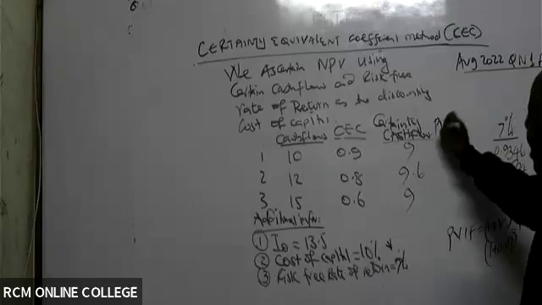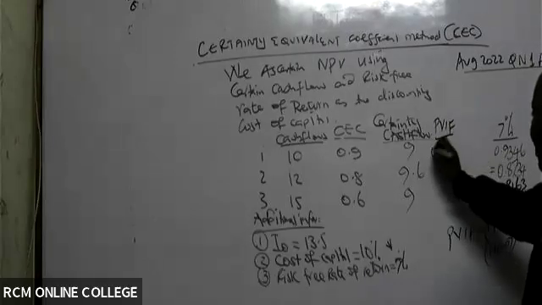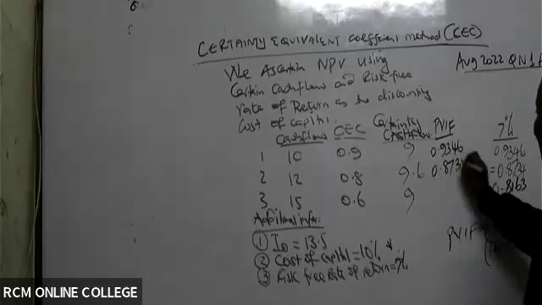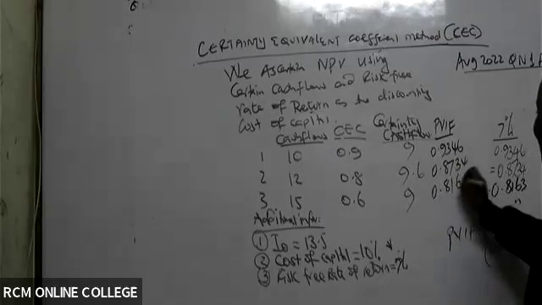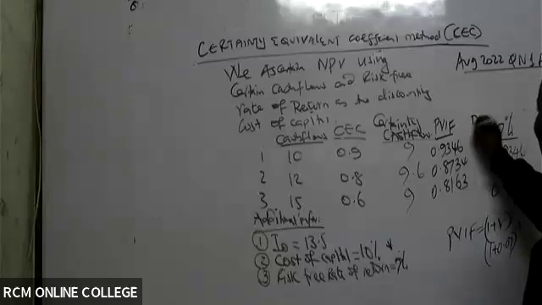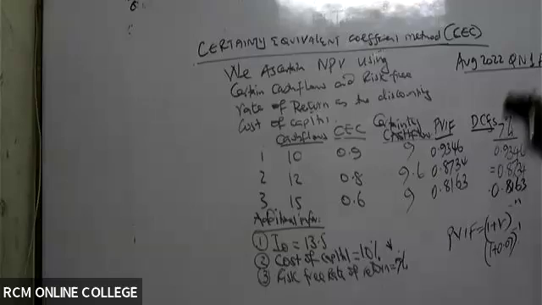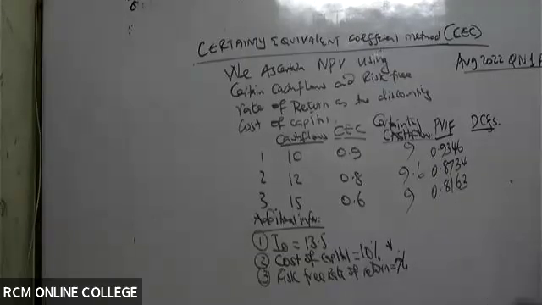To create space here for PV. So we have here 0.9346, 0.8734, 0.8163. So please give me the DCFs, the discounted cash flows. Please give me the DCFs there. Two decimal places, remember.